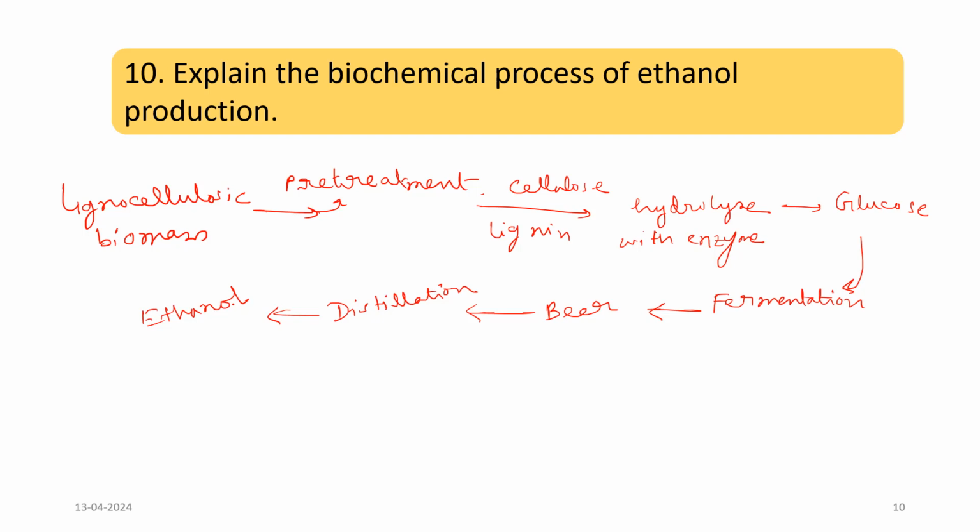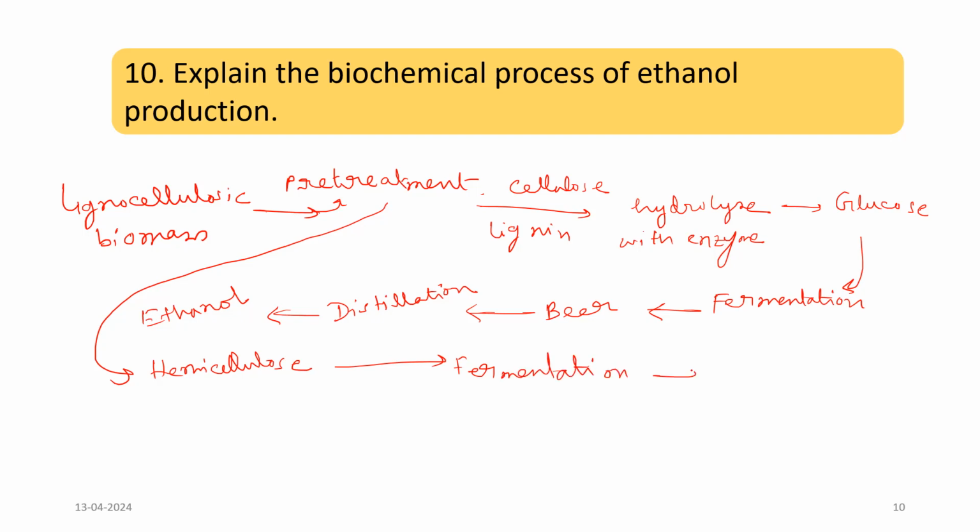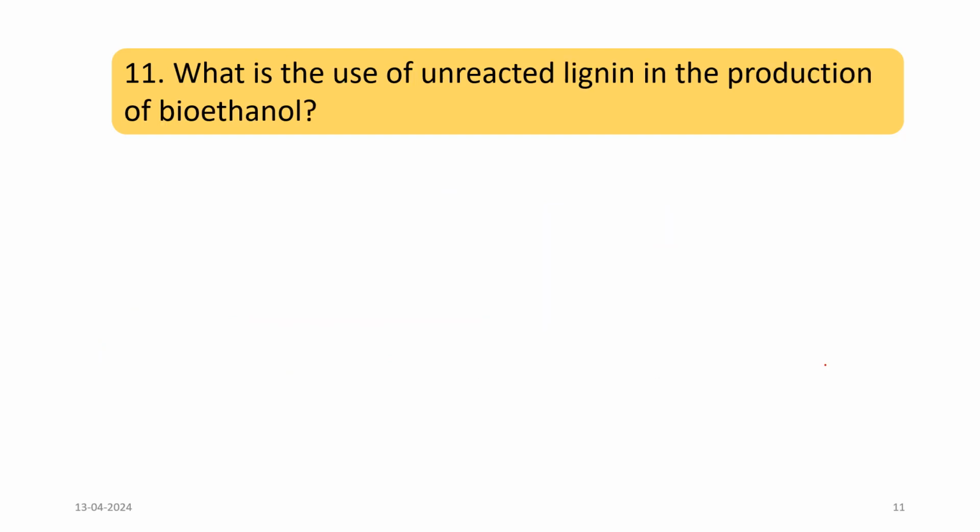Okay. Another method is after the pre-treatment, we are producing hemicellulose, right? That can also lead to fermentation and direct production of ethanol, right? So these are the two basic steps. Along with that, there is catalyst recovery. There are also lignin purification steps that need to be done along with the main ethanol production process. But mainly, this is the production method or steps of ethanol production. Okay. Next, what is the use of unreacted lignin in the production of bioethanol?